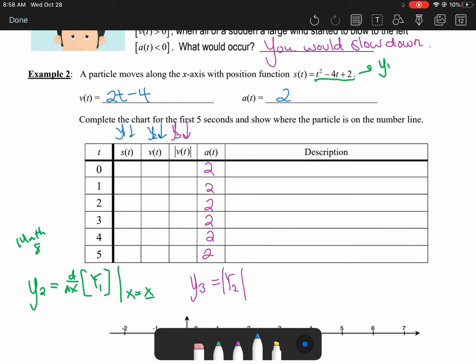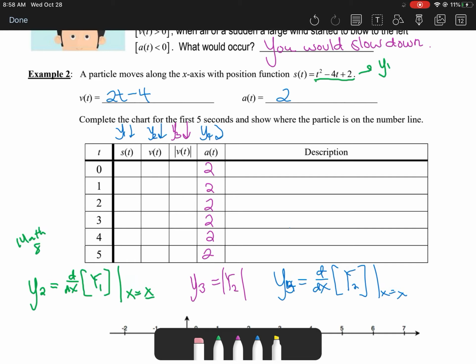But if it wasn't 1 like that, then I would do something similar to what I did with y2. So I'd go math 8, the derivative, and then I want the derivative of y2, x equals x. And then that would give you all your values here, or sorry, this would be y4. But you can do this all in your calculator there.